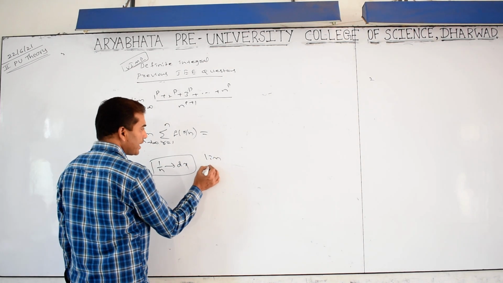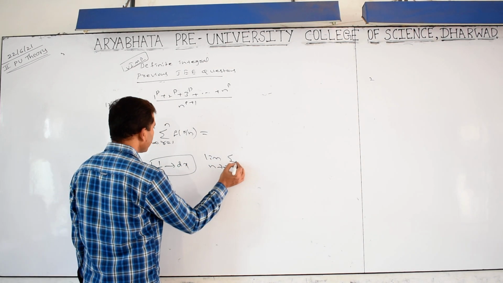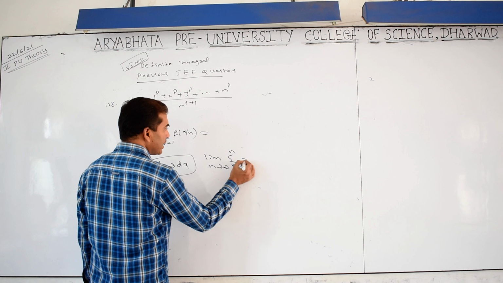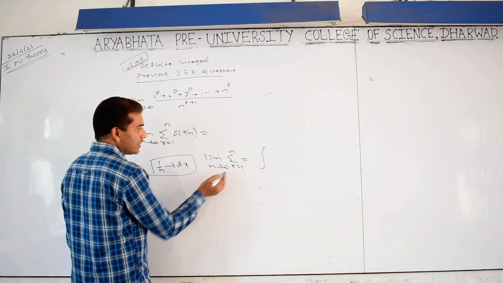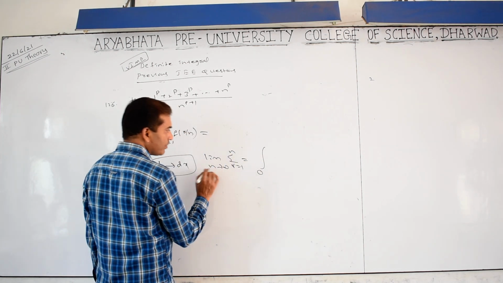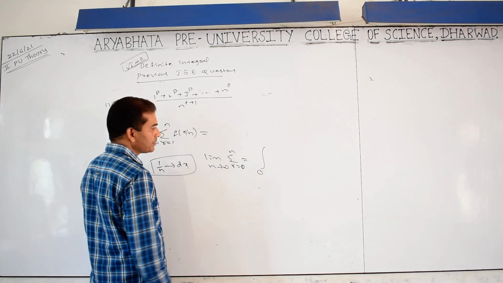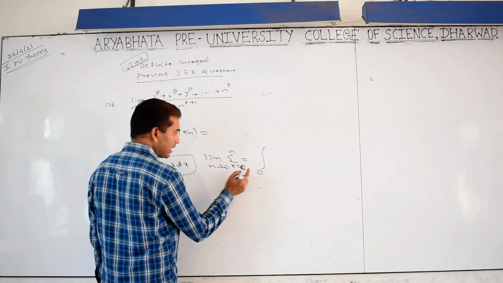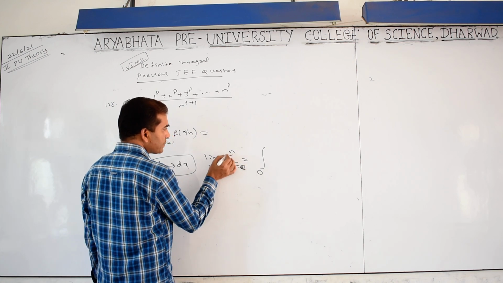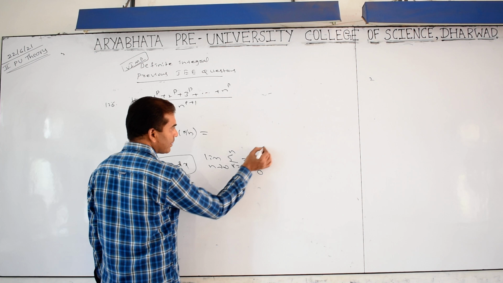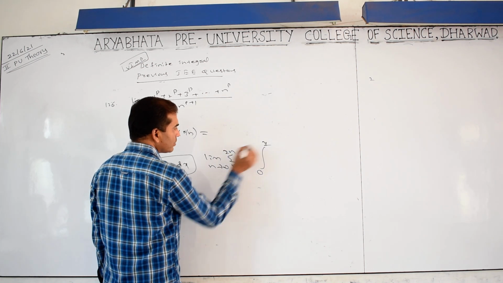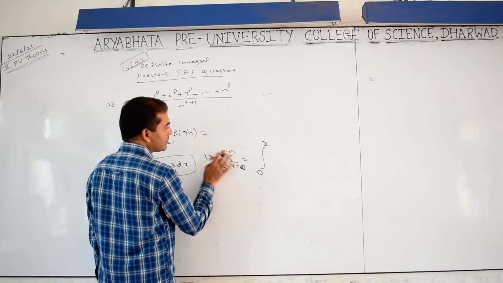Limit n tends to infinity, summation of r equal to 1 to n, this is equal to integration. The lower limit is always 0, whatever it may be. It may start from 2 or 3 or 0, whatever, the lower limit is 0. Even if it starts from 1, it is 0 only. The upper limit is the coefficient of n. What is the coefficient of n here? 1. If it is 2n, then 2. If it is 3n, then 3.